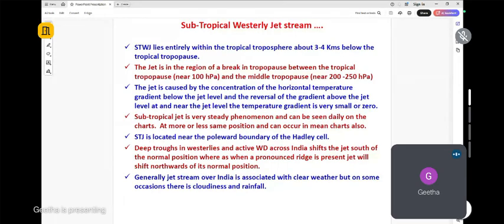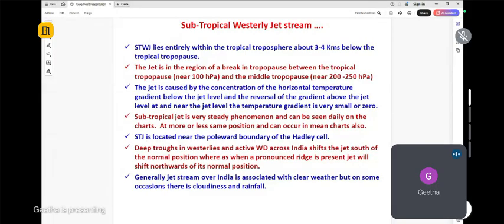Now the subtropical jet is very steady. It can be seen daily on the charts, but every day its position may vary slightly. But it will be seen in the mean chart. It can be seen in the mean charts. Also, I showed you the 30-year normal, and I will show that too. So in the mean chart also you can see it. The subtropical jet is located near the polar boundary of the Hadley cell. That is where the Hadley cell is ending on the pole side. There only you are seeing the subtropical westerly jet stream.